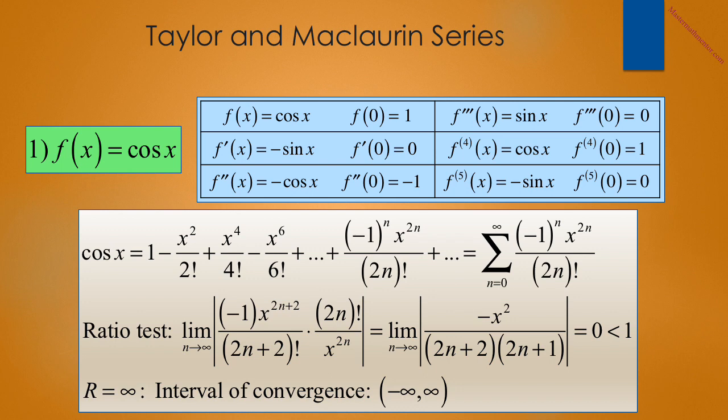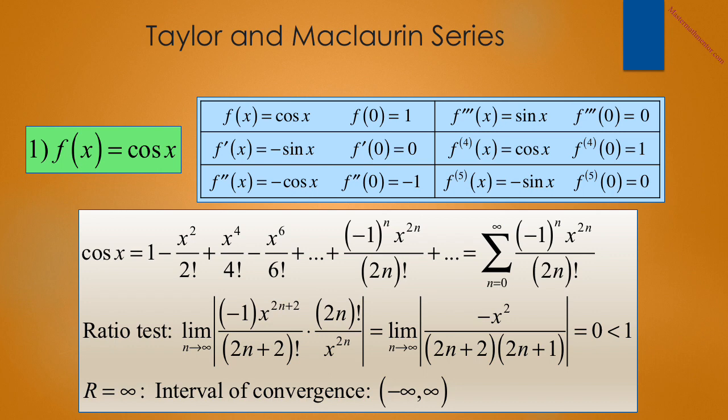Let's go through this procedure of creating a Maclaurin polynomial for f of x is equal to cosine of x and find the interval of convergence. Since it's a Maclaurin polynomial, we will be evaluating f and its derivatives at 0. So if f of x equals cosine of x, f of 0 is equal to 1. F prime of x is equal to negative sine of x, and f prime of 0 is equal to 0.